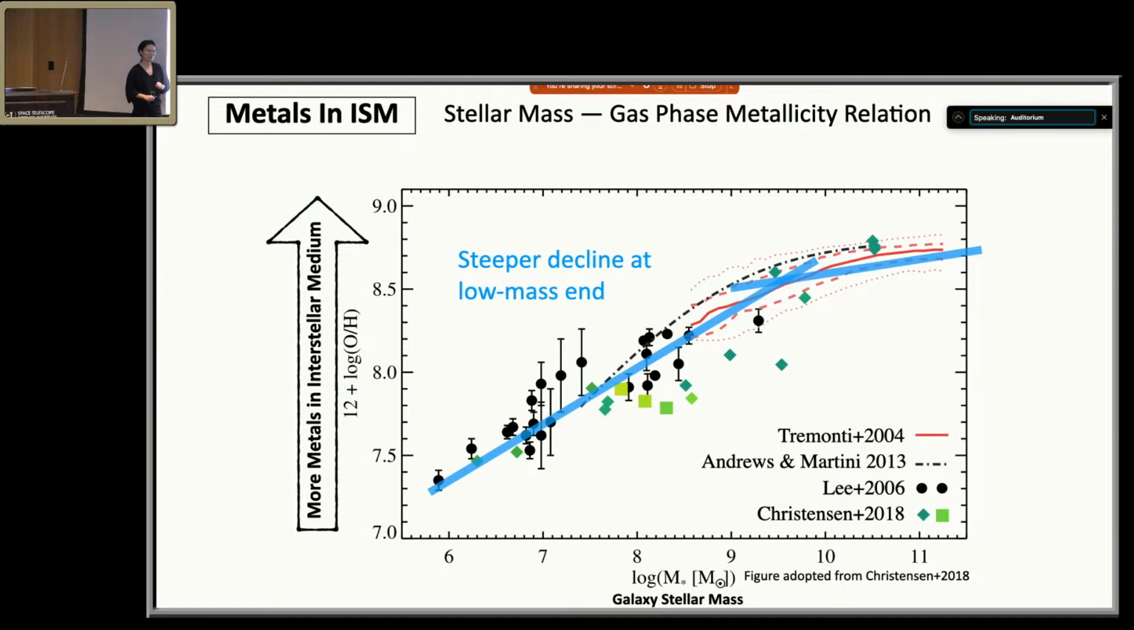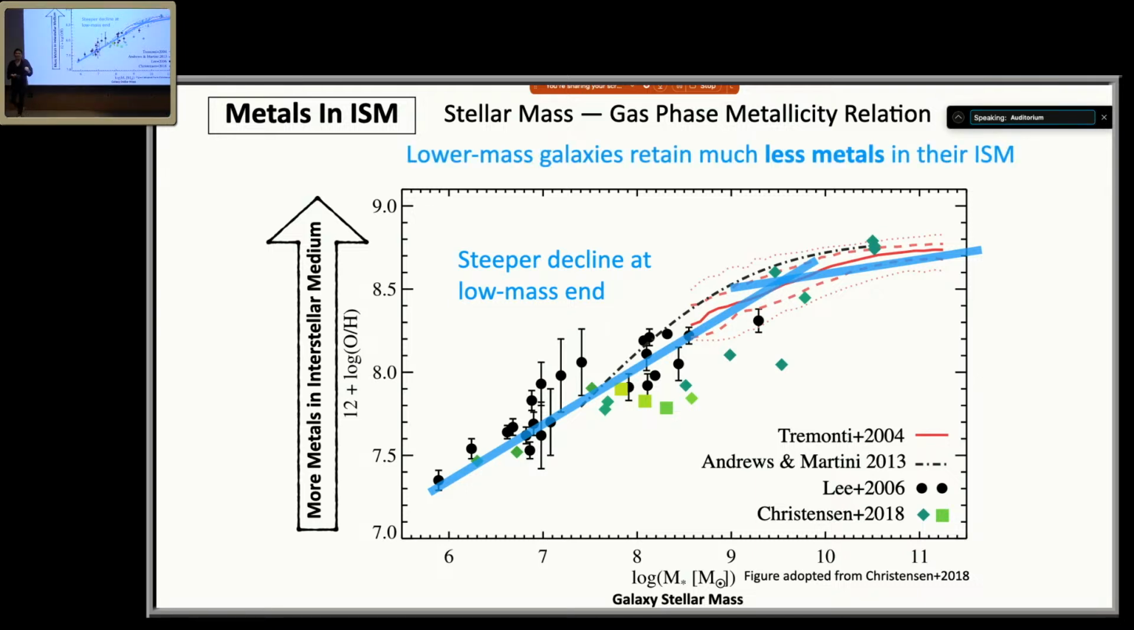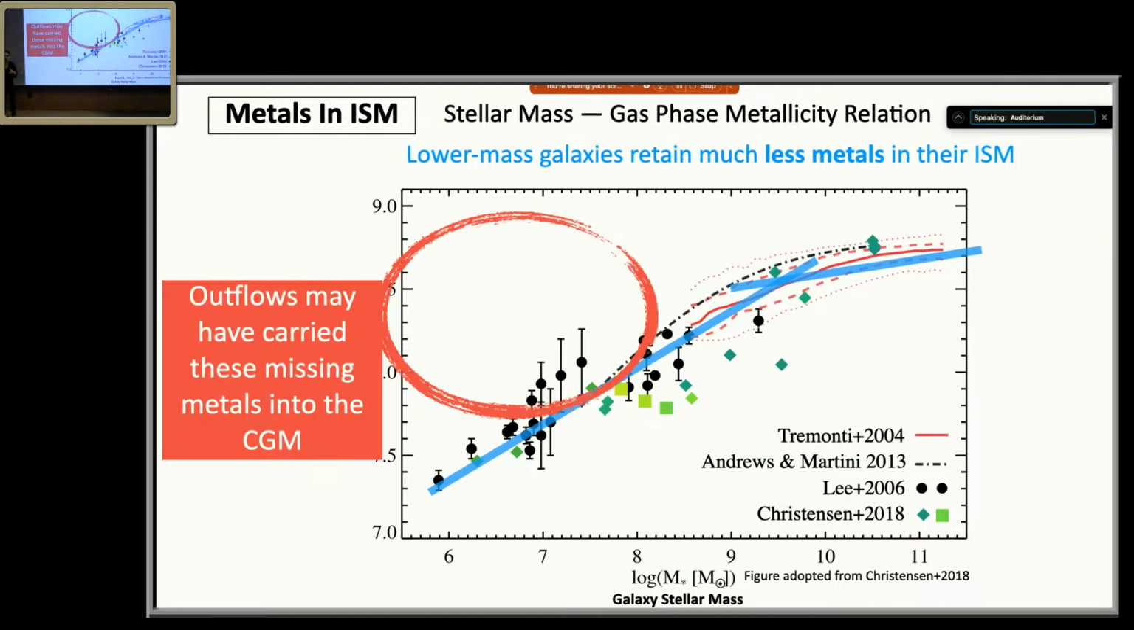This is where we begin to get really curious, because on the really low mass end, you see that as the mass goes lower and lower, if you look at the teeny tiny dwarf galaxies, you don't find that much metal in the ISM anymore, and you don't find that much metal in the stars. So lower mass galaxies generally retain much less metal in the ISM compared to their higher mass counterparts. The reason for this, why there's a huge gap here, is that outflows may have carried all those metals into the space beyond the ISM and the stars, which is the CGM.